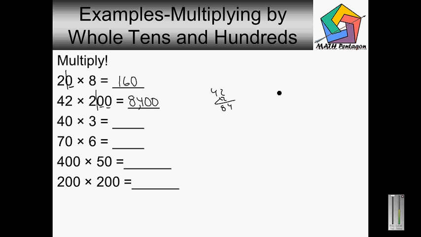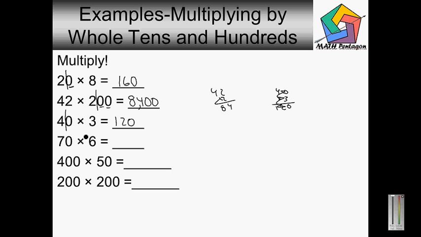Here I have 40 times 3. So 3 times 0 is 0, and 4 times 3 is 12. So I could do it that way, or I could just forget about the 0. 4 times 3 is 12, and I just add the 1 0.